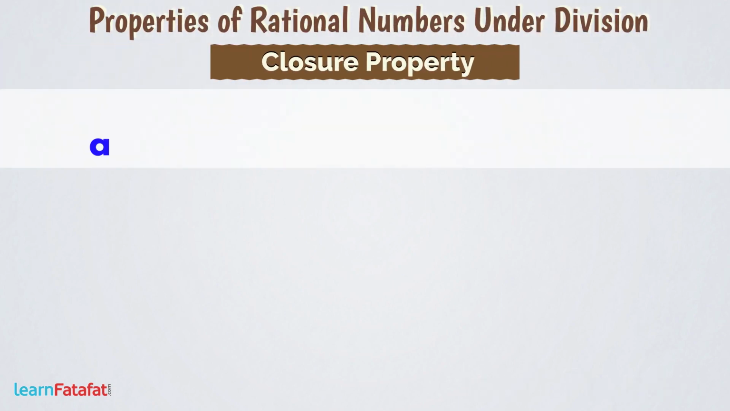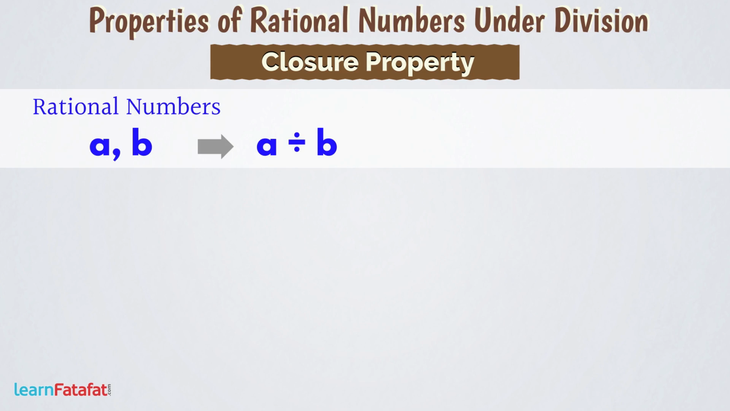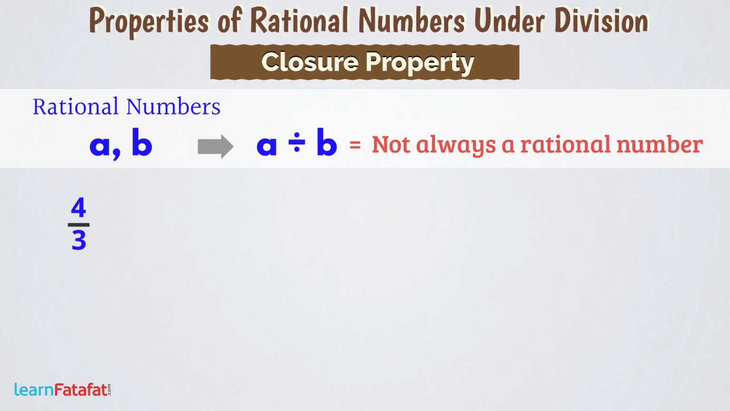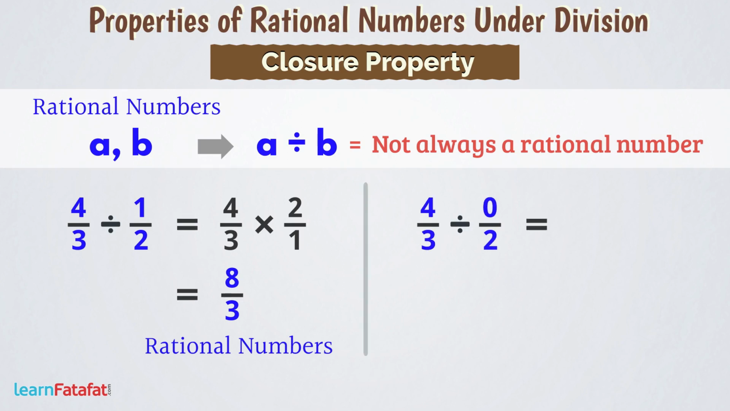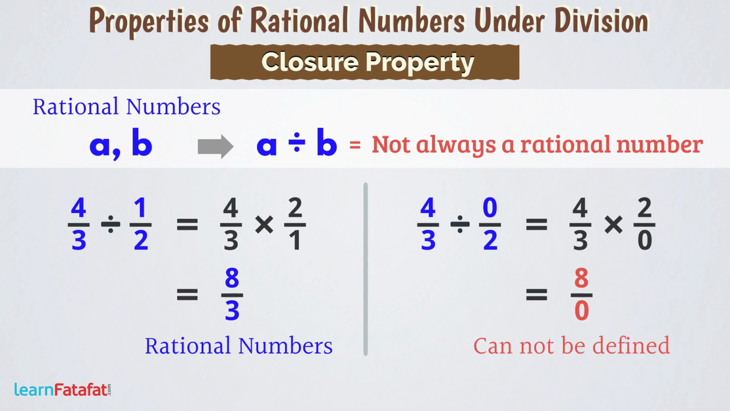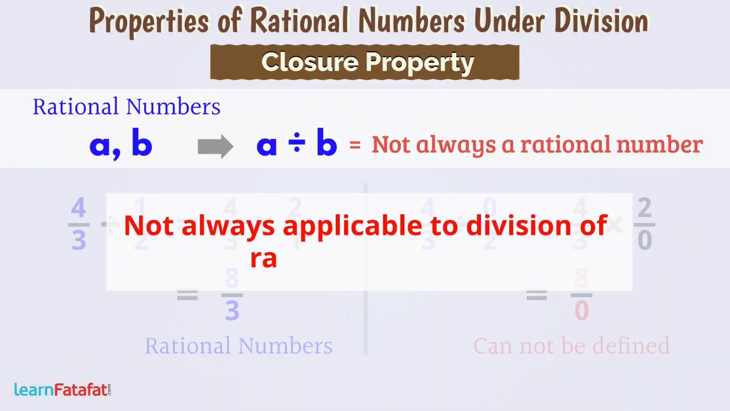Closure property. If a and b are two rational numbers, then their division a divided by b is not always a rational number. For example, 4 by 3 divided by 1 by 2 equals 4 by 3 multiplied by 2 by 1 equals 8 by 3, which is a rational number. But 4 by 3 divided by 0 by 2 equals 4 by 3 into 2 by 0 equals 8 by 0, which cannot be defined. So it is not a rational number. So closure property is not always applicable to division of rational numbers.